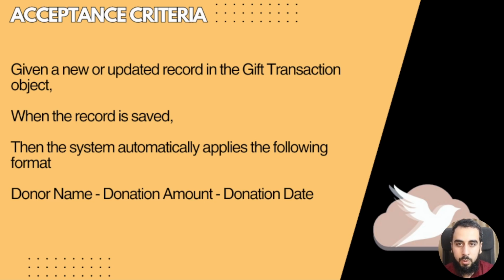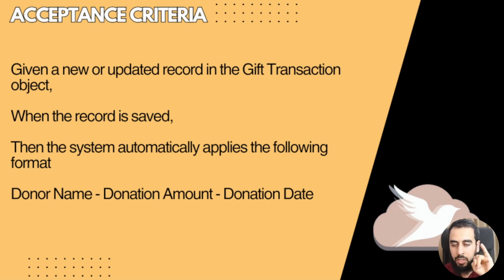Given a new or updated record in the gift transaction object, we already have some information here. We have two scenarios: when the record is created and the other when the record is updated, and we know which object this should be. When the record is saved, then the system should automatically apply the following format: donor name, donation amount, and donation date. From this acceptance criteria, we conclude that we have four scenarios.